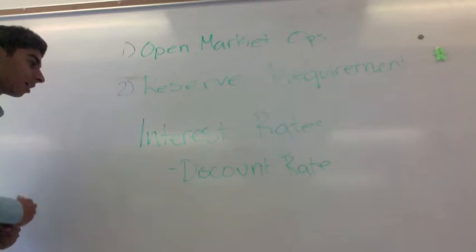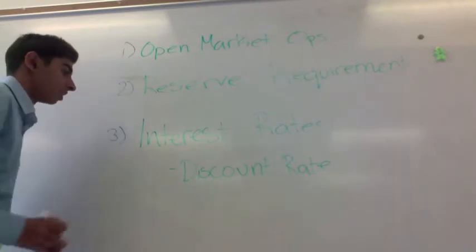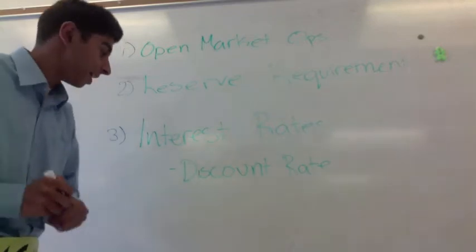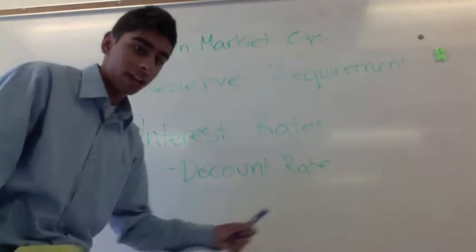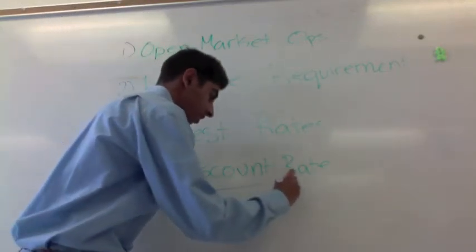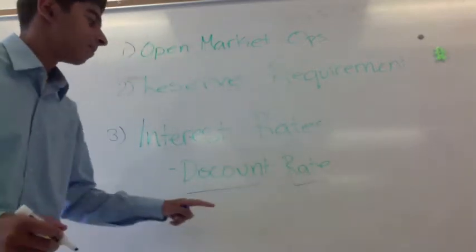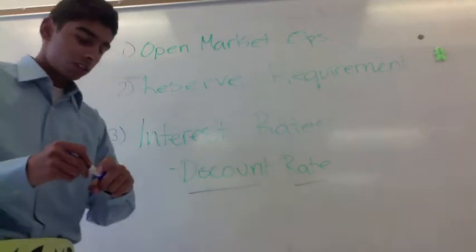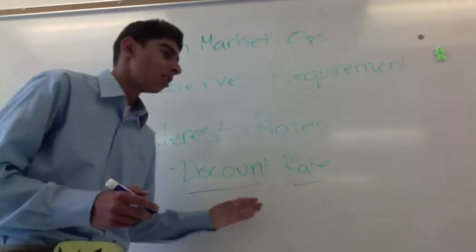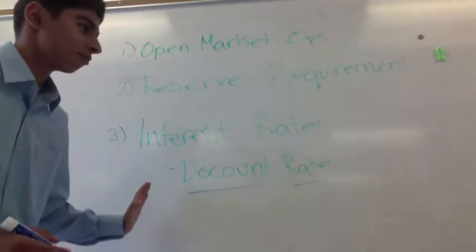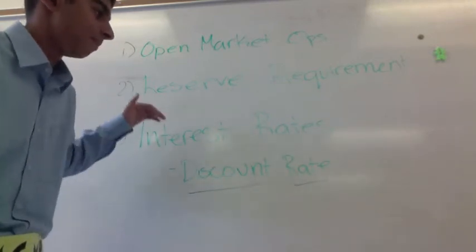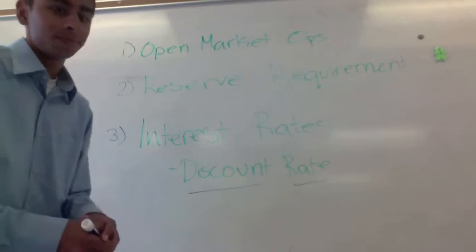And over here, the final thing they can do is manipulate the interest rates. And the way they do this is they manipulate this thing called the discount rate. The discount rate is the rate that banks have to pay the Federal Reserve to loan from the Federal Reserve. So if it's hard for banks to loan from the Federal Reserve because the discount rate is high, then they won't, which means the money supply will not be high, it will go down.